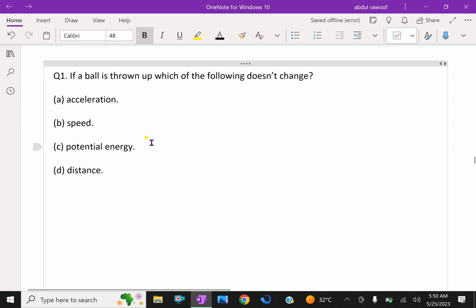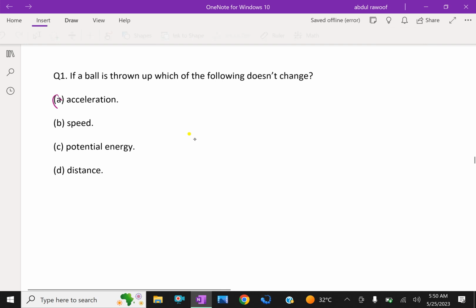Look at this example. If a ball is thrown up, which of the following does not change? Acceleration, speed, potential energy, distance. Here, when a ball is thrown, it is always attracted by the gravitational acceleration. So here, the acceleration is not changing.